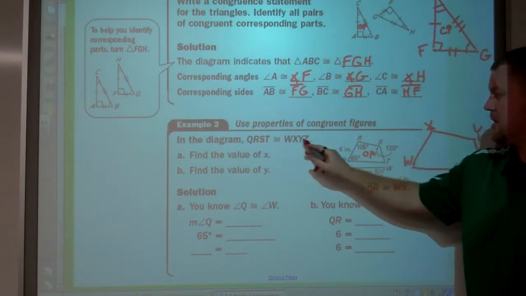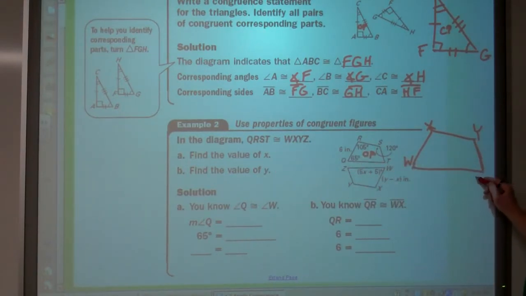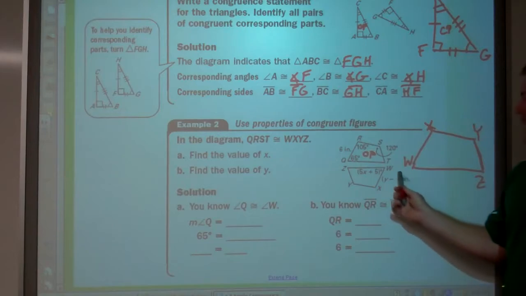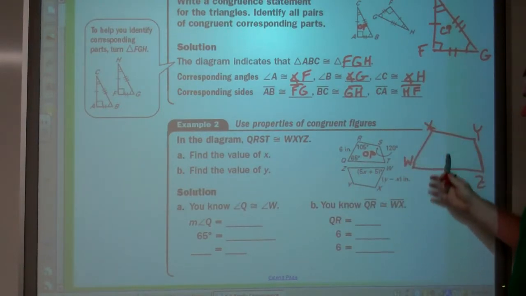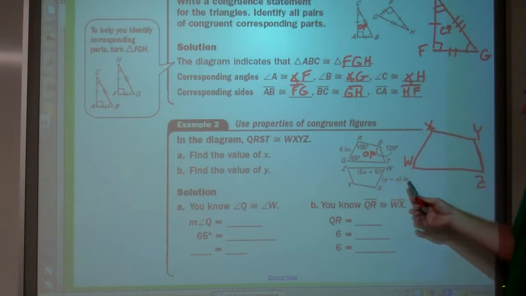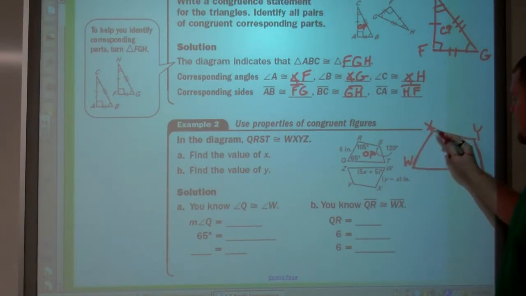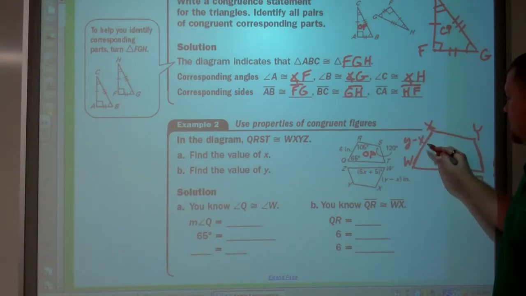And then lastly, T corresponds with Z. T is in the lower right. There's Z. Now looking at my original figure here, label my parts. Segment WX is y minus x.